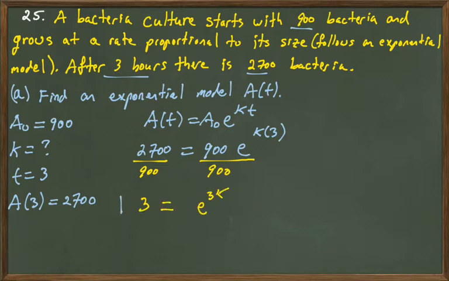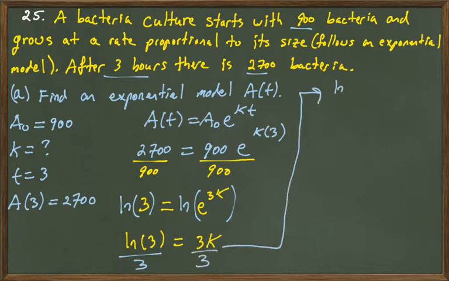Okay, to undo the exponential here, we're going to go ahead and take the natural log. Natural log and e are inverses, so that's actually going to free the 3k. The ln and e are going to undo each other, so they're going to go away. So we're going to have the natural log of 3 is equal to 3k. Okay, and then we're going to divide by 3, and so then we have our growth constant of ln of 3 over 3 is equal to k.